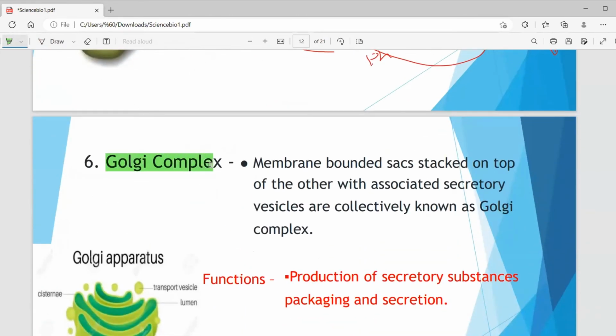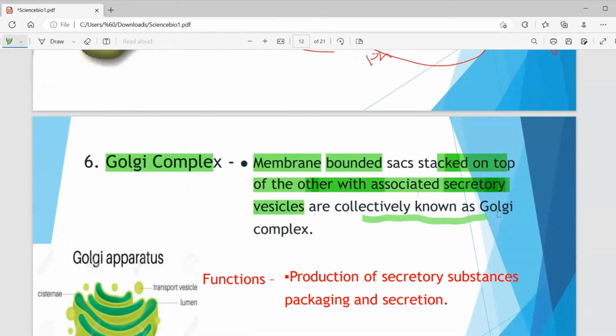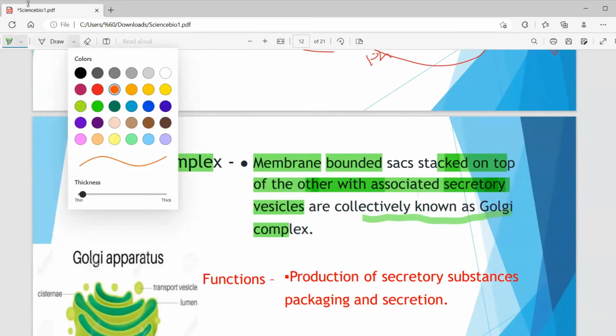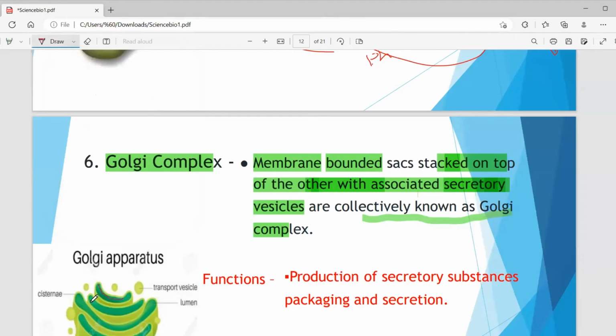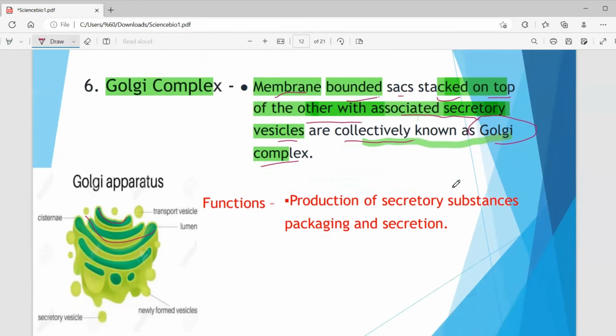Now the Golgi complex. Membrane bounded sacs stacked on top of each other, with associated secretory vesicles, are collectively known as the Golgi complex. You can see some sacs here. This is very easy. The exam is not asking you to define the term Golgi complex, but you have to know it, right?